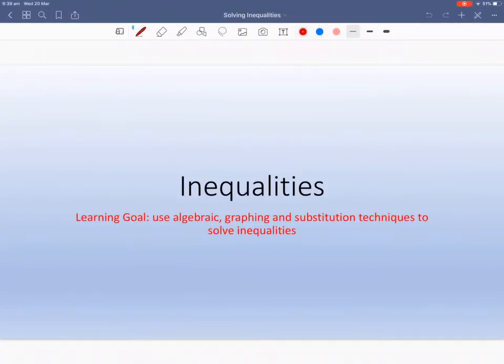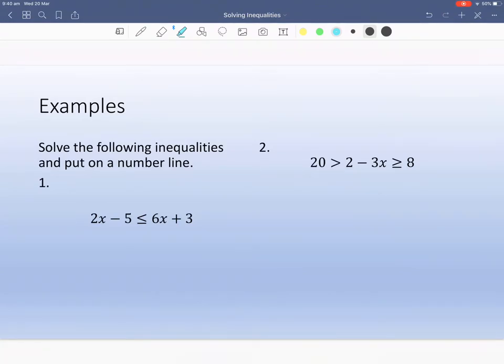Okay, so today's lesson is on inequalities, and we're going to use a few techniques, algebraic, graphic, and substitution to solve inequalities. It's really, really important because inequalities are very similar to equalities, except they have a bit of a twist, so we just need to make sure that we're right with it. So let's get straight into it.